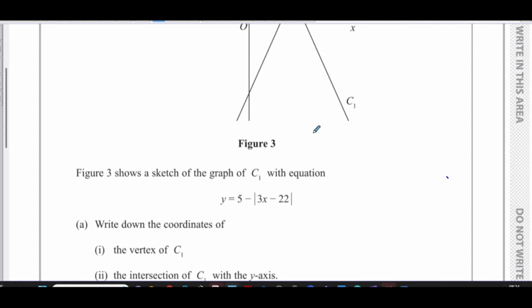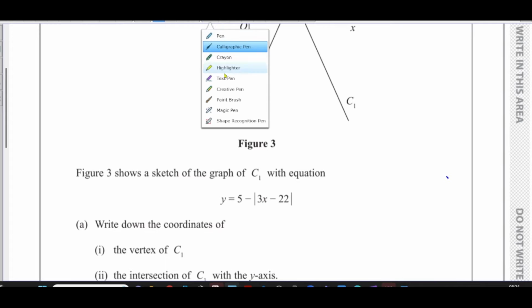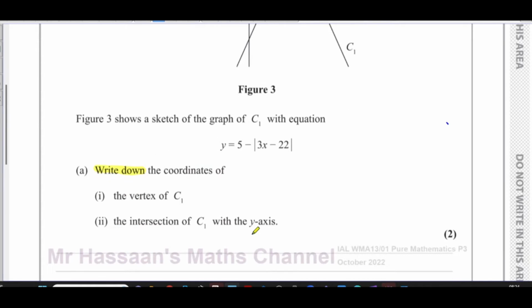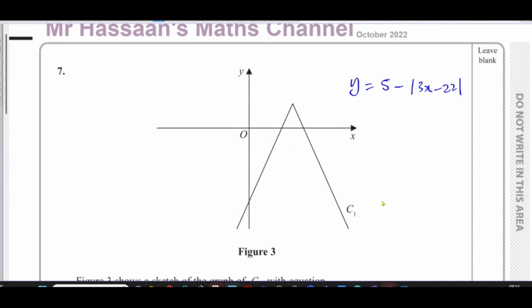And it says write down. Very important to take note of some of these phrases used. Write down the coordinates of the vertex of C1 and the intersection of C1 with the y-axis. And notice for those two questions you only have 2 marks, so 1 mark each. So the words write down and the number of marks should tell us it doesn't involve much thinking or working out.